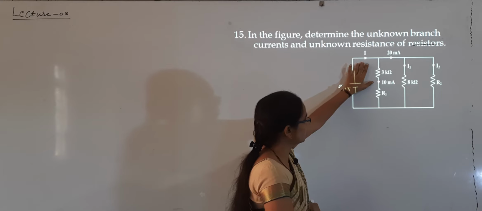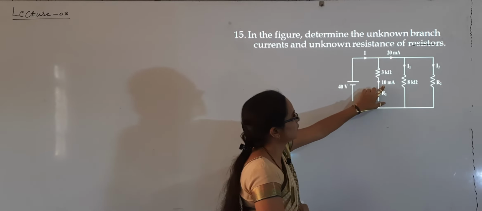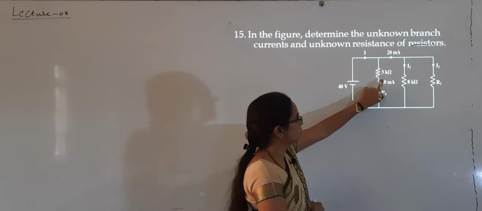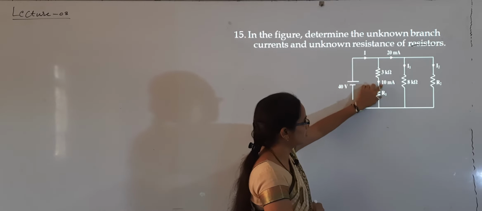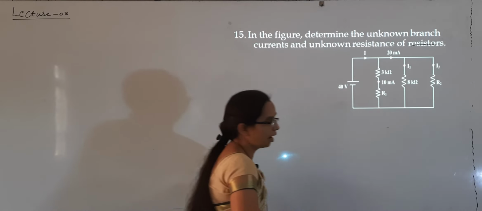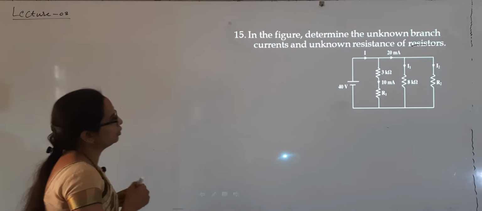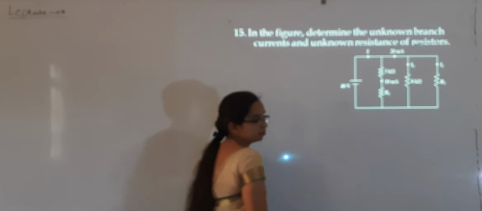The current which flows here, that is 10 milliamperes, they have given. So total current will be 30 milliamperes. We have to calculate I1, I2, R2 and R1. Okay, first we will calculate the value of R1.